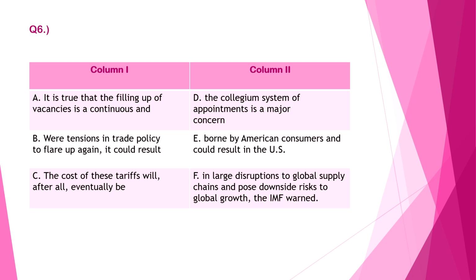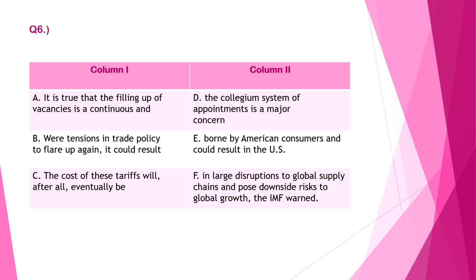Now coming to column 2, part D: the collegium system of appointments is a major concern. Part E: borne by American consumers and could result in the US. Part F: enlarged disruptions to global supply chains and pose downside risks to global growth, the IMF warned.